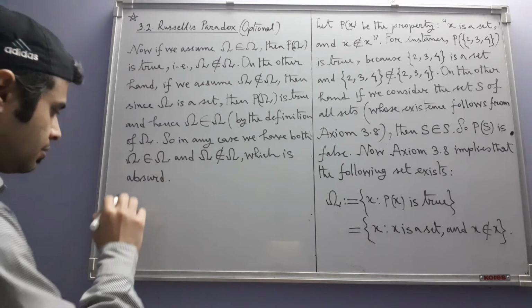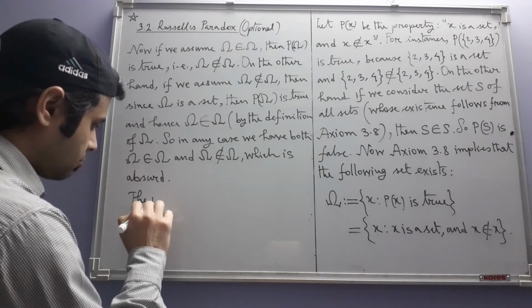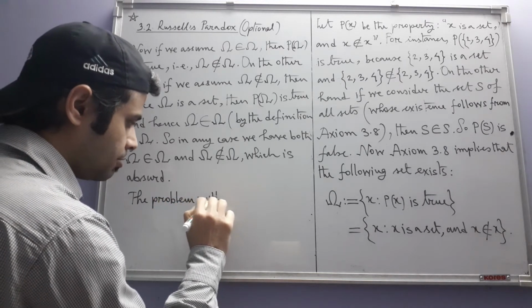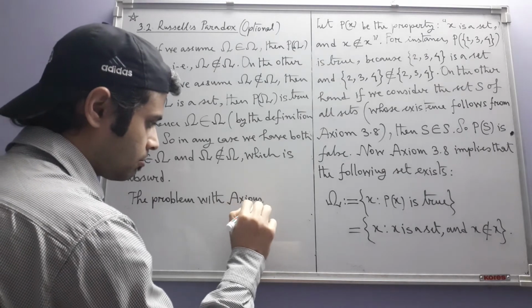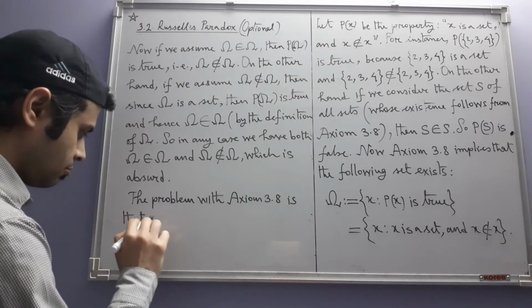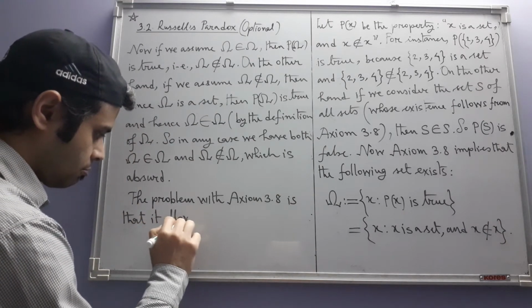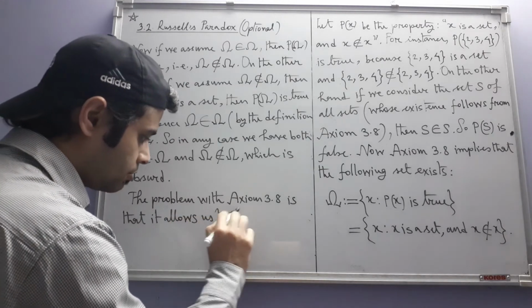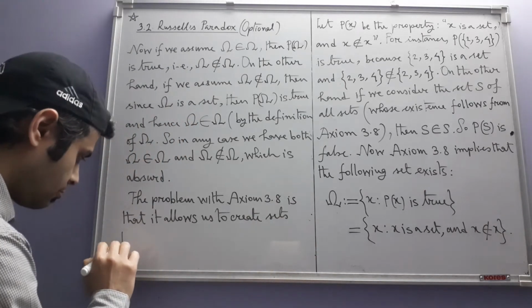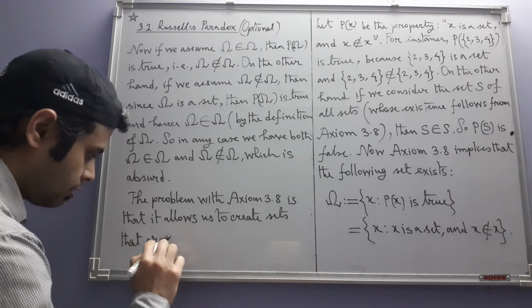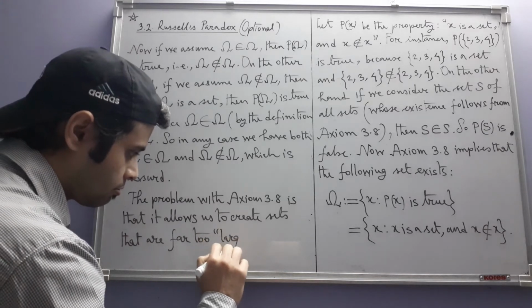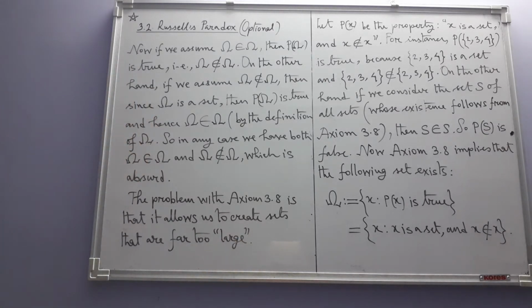The problem with axiom 3.8 is that it allows us to create sets that are far too large. They are too large to be sets.